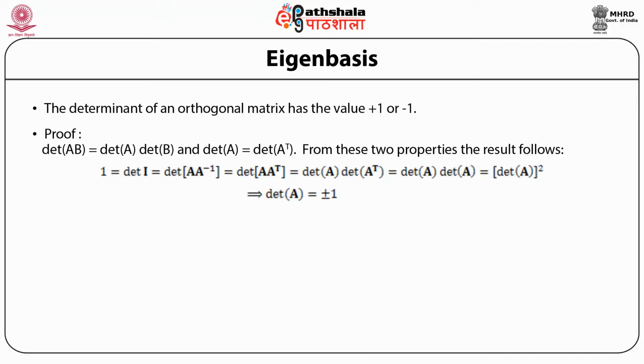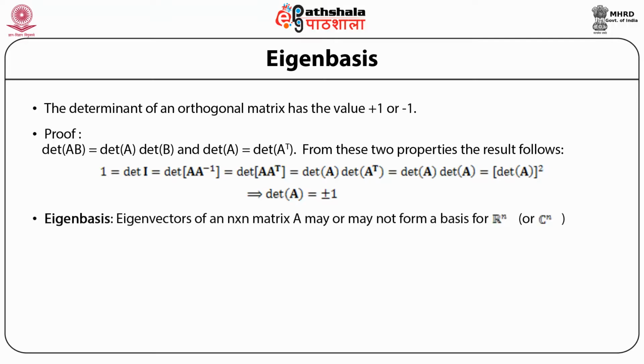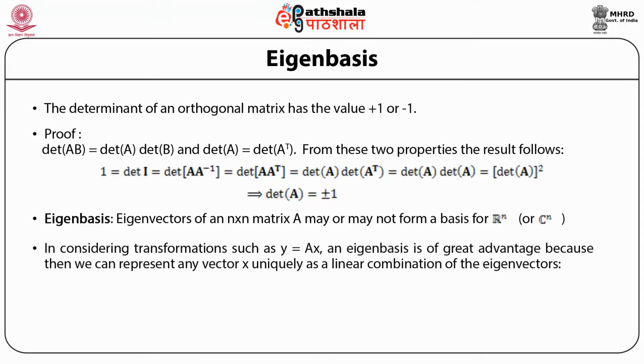We next take up eigenbases. Eigenvectors of an n cross n matrix A may or may not form a basis for R raised to power n or C raised to power n. In considering transformations such as y is equal to A x, an eigenbasis is of great advantage because then we can represent any vector x uniquely as a linear combination of the eigenvectors.